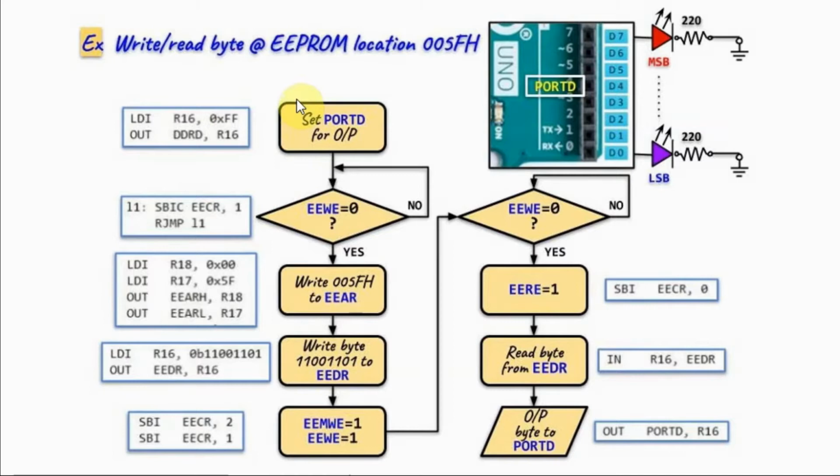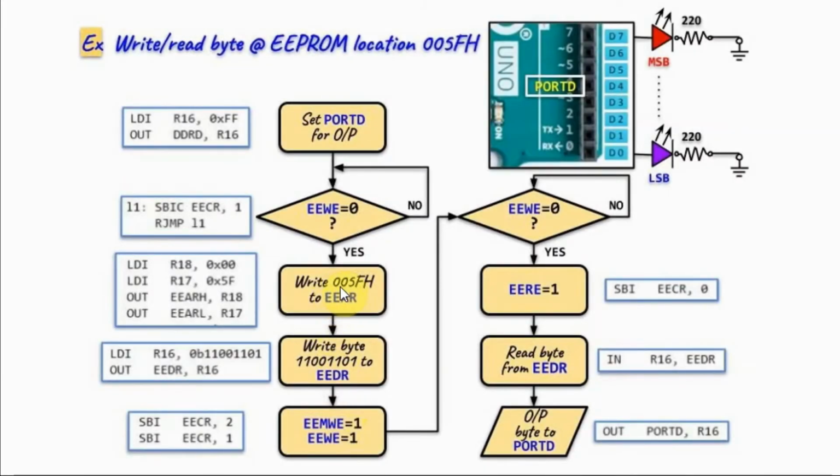In this first example, we want to write a byte to EEPROM memory location 005F, and then we want to read the byte from the same location and send it to port D so that it can be displayed on the connected LEDs. For the EEPROM write operation, we first configure port D for output, and then we see whether the EEPROM is ready for the write operation by checking the status of the control bit EE write enable to see if it is 0. And we can do this by using the assembly instruction skip if bit is clear.